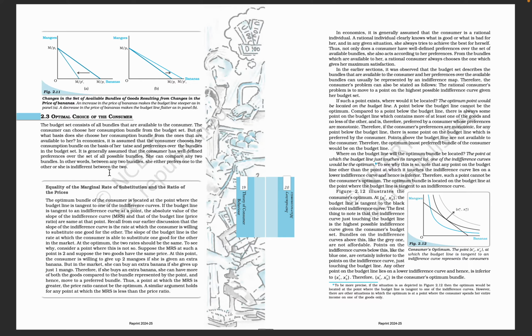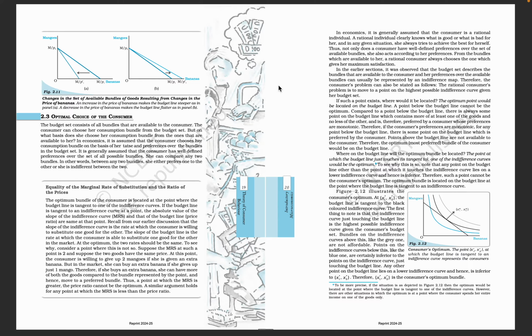To see why, consider a point where this is not so. Suppose the MRS at such a point is 2, and suppose the two goods have the same price. At this point, the consumer is willing to give up 2 mangoes if she is given an extra banana. But in the market, she can buy an extra banana if she gives up only 1 mango. So she can be better off by buying more bananas and fewer mangoes, and hence move to a preferred bundle. Thus a point at which the MRS is greater than the price ratio cannot be optimum. A similar argument holds for any point at which the MRS is less than the price ratio.